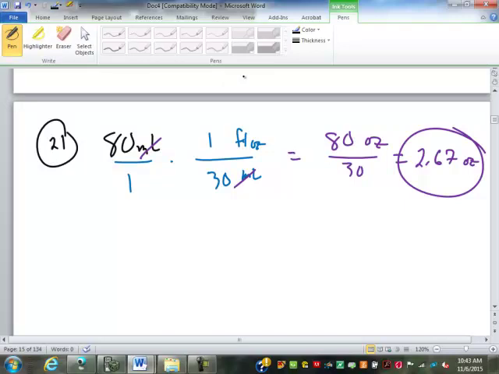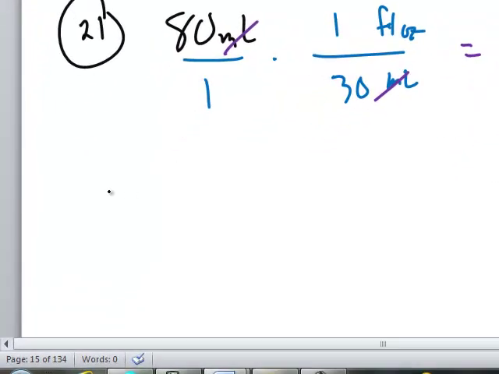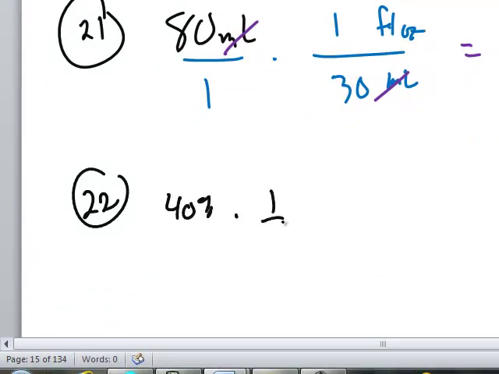22, most people did okay at 40% on a 1/8 dilution. It's just 40% times 1/8 gives you 5%.